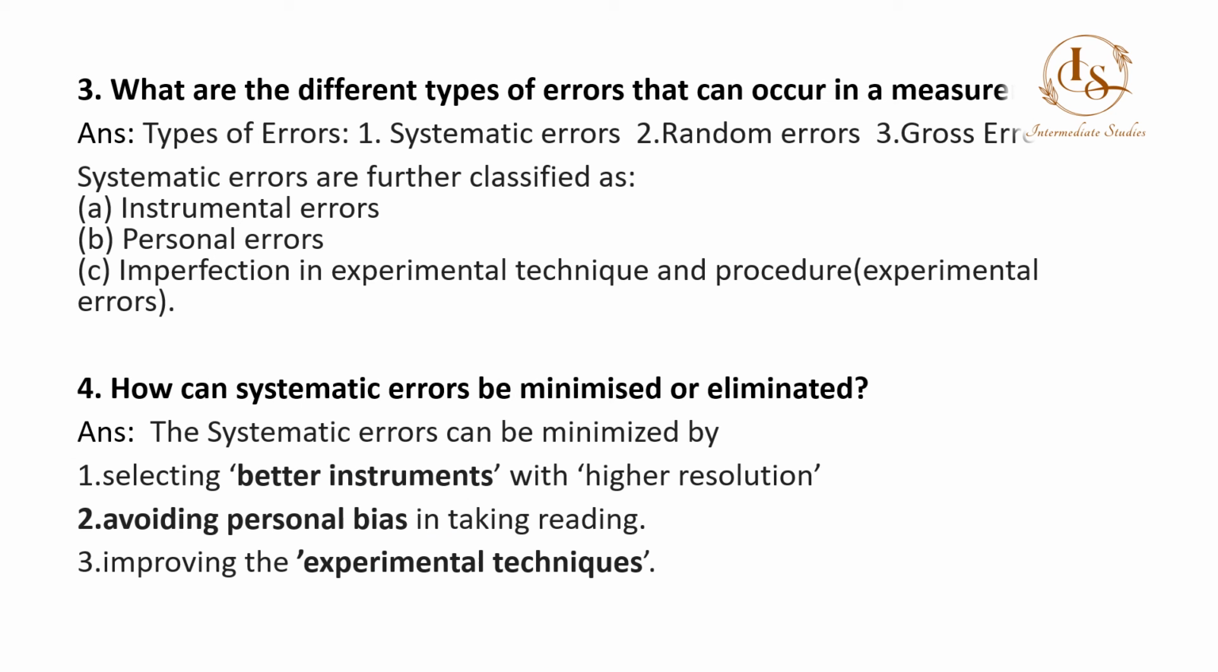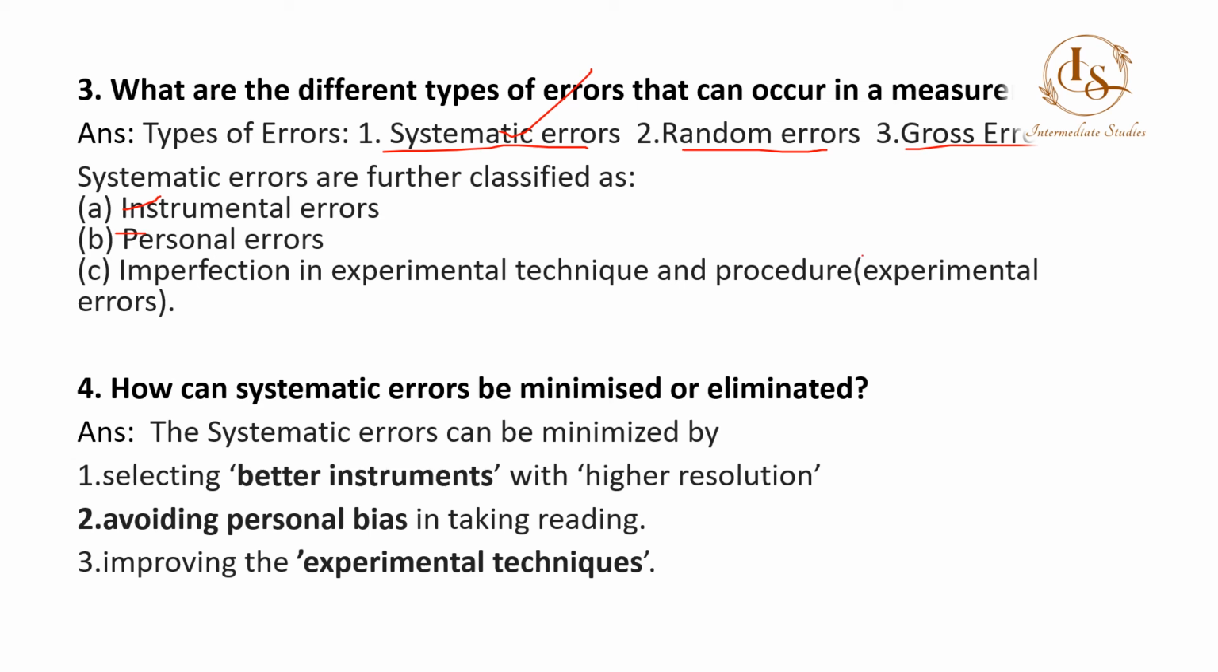Now look at the third question. What are the different types of errors that can occur in a measurement? Basically, we have 3 types of errors. One is systematic errors, the second is random errors, and the third is gross errors. Further, the systematic errors are classified into instrumental errors, personal errors, and imperfection in experimental techniques or procedure.